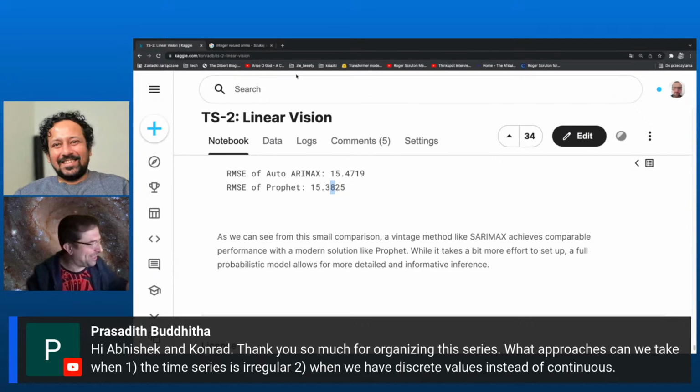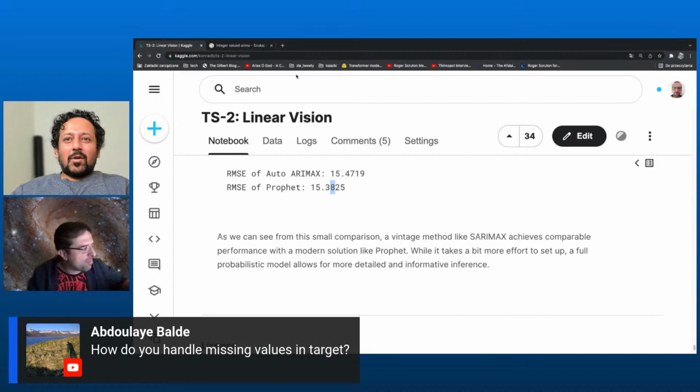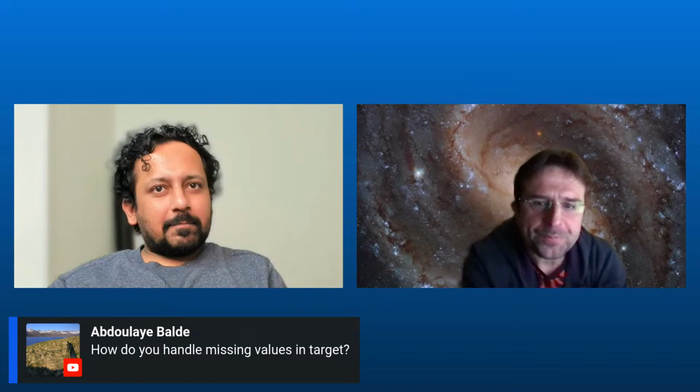Let's take the next one. How do you handle missing values in target? Skip those rows. Skip those rows or, depending on where they happen.